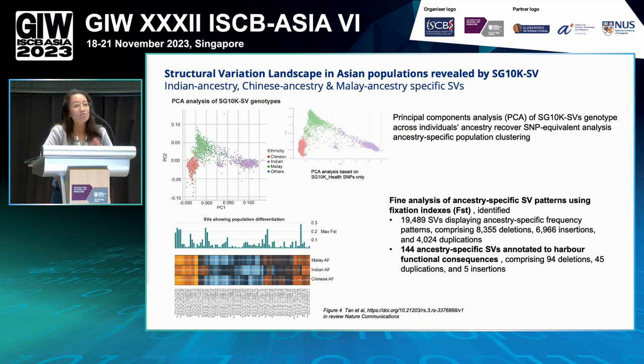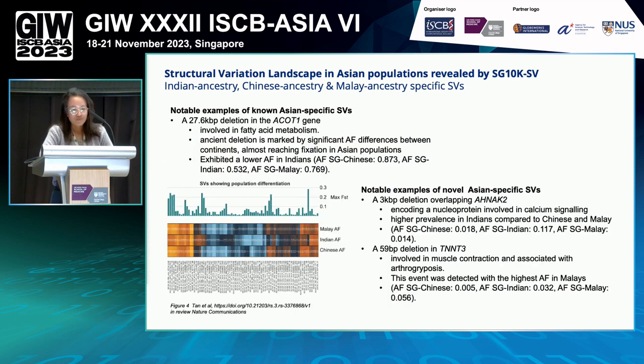Some examples of known SVs: we saw a deletion in the ACOT1 gene that's involved in fatty acid metabolism. This variant is found at a lower allele frequency in Indians. And then we also found several novel Asian-specific SVs, such as a deletion in AHNAK2, which has a high prevalence in Indians, and also a deletion in the TNNT3 gene, which has higher allele frequencies in Malays compared to the other ethnic groups.